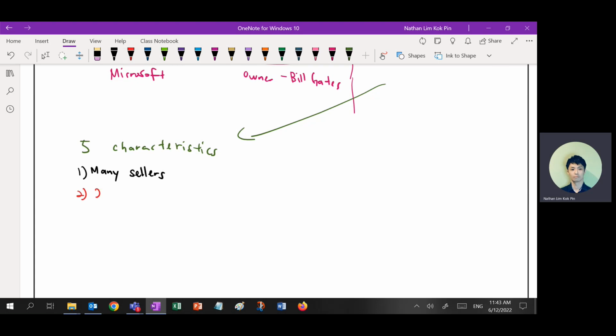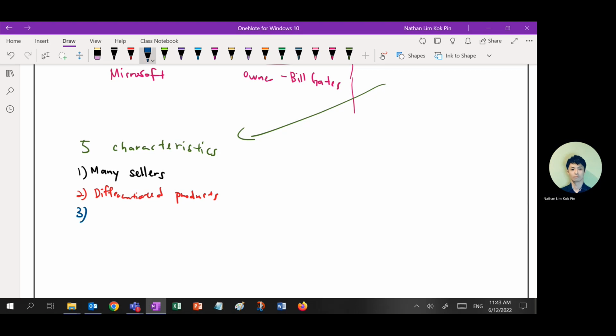They are differentiated products. When you have a brand, it's different. Differentiated products, right? When you have a brand, you're really different.